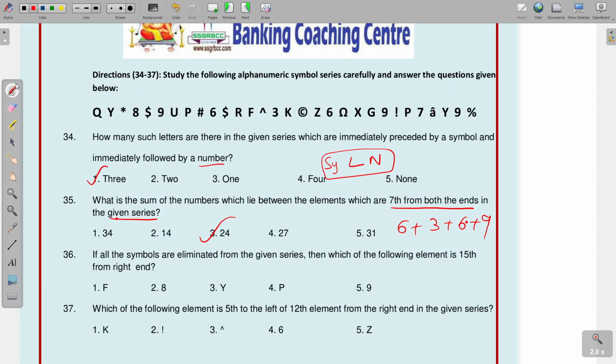All the symbols are eliminated from the given series. Which of the following elements is 15th from the right end? So 1, 2, 3, 4, 5, 6, 7, 8, 9, 10, 11, 12, 13, 14 and 15. P is the answer. Which of the following elements is 5th to the left of the 12th element from the right end? So 5 plus 12, total is the 17th element from the right end. We need to find this one. So calculate: 2, 4, 6, 8, 10, 12, 14, 16 and 17. So this symbol is the 17th from the right end.